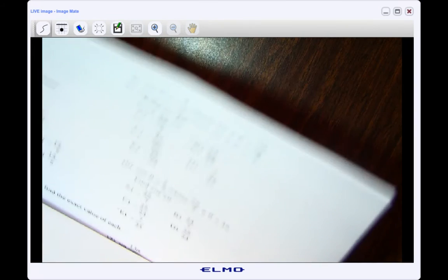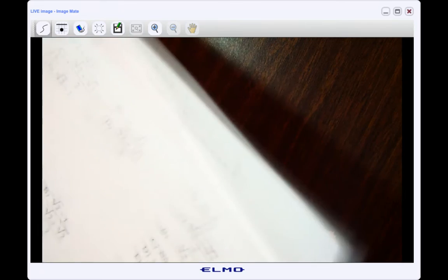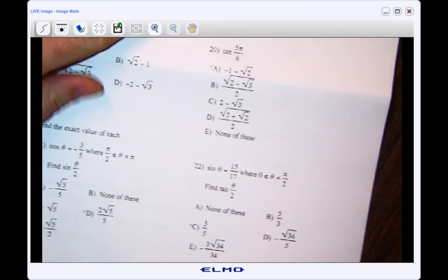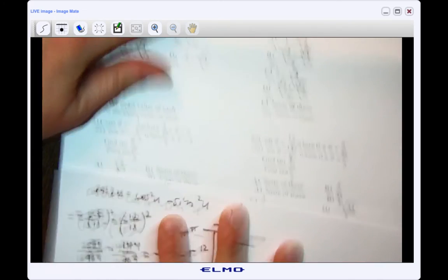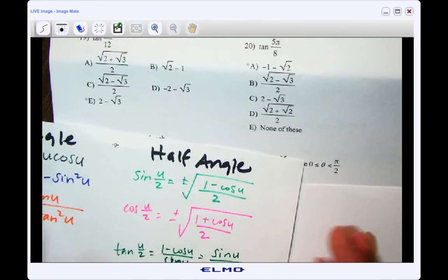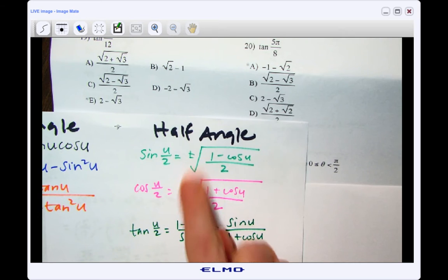So let's see if there are any half angle ones here. All right, so now we're getting into these half angle formulas, these half angle questions. The first one is a sine. So once again, I need to know my formulas. Now these are the ones that are a little bit trickier because these formulas have pluses and minuses in them.